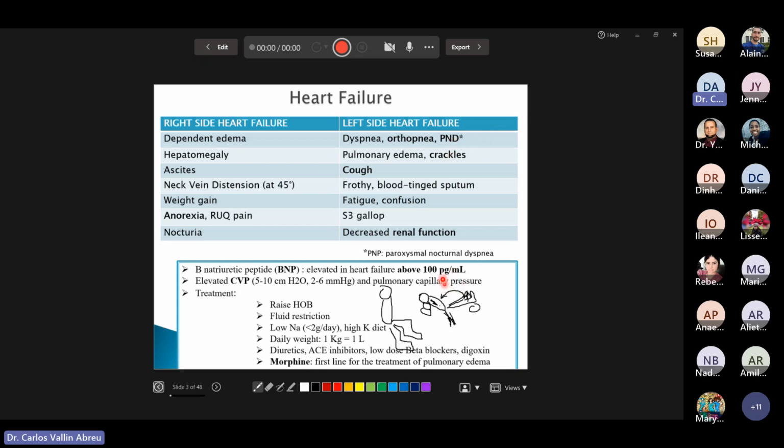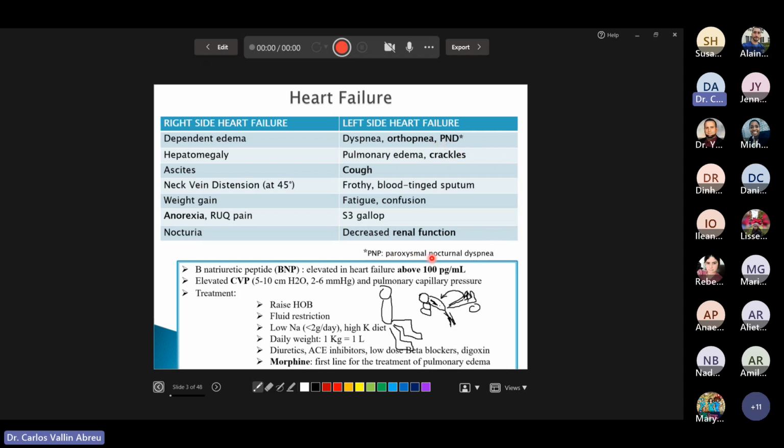Nocturnal because it occurs at night, when the clients go to bed and elevate the legs and reabsorb the edema that was in the legs. And paroxysmal because it wakes a client up suddenly. Paroxysmal means sudden. So it's the paroxysmal nocturnal dyspnea.